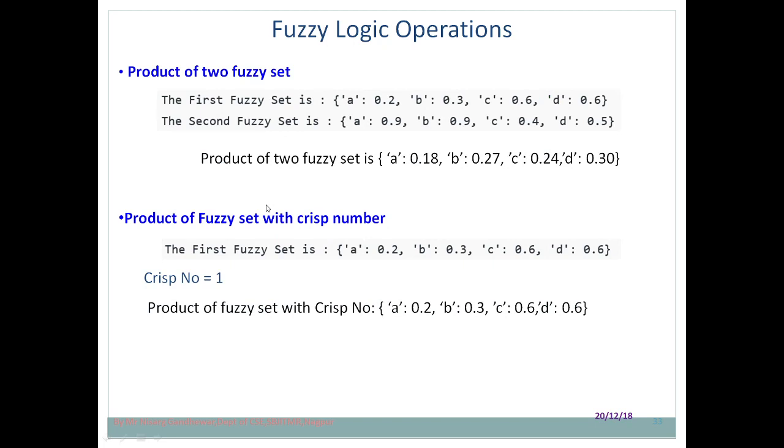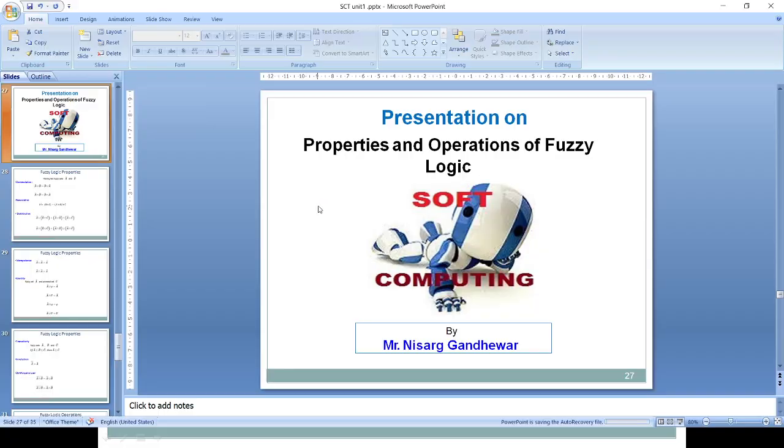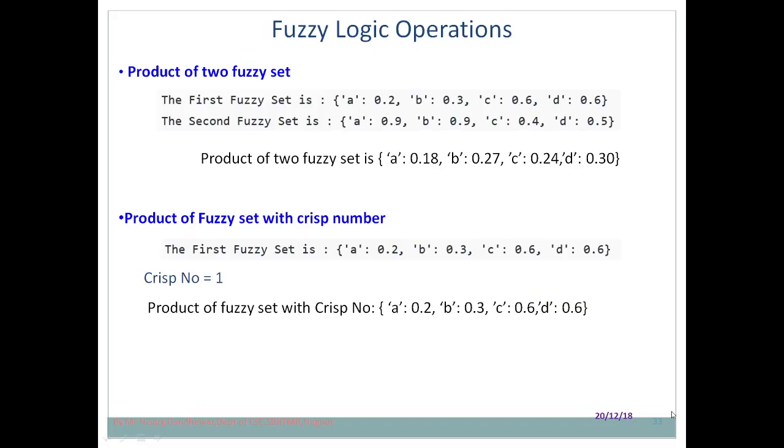Now next is the product of two fuzzy sets. Product of two fuzzy sets is nothing but a multiplication of these two fuzzy sets. So here we got two fuzzy sets A and B. In order to obtain the product of two fuzzy sets, what do we do? Just multiplication. 9 2s are 18, 0.18, 9 3s are 27, 6 4s are 24, 6 5s are 30, 0.30. So this is the product of two fuzzy sets. Every element of each fuzzy set is multiplied with the respective element of the other fuzzy set. So this is how you obtain the product of two fuzzy sets.